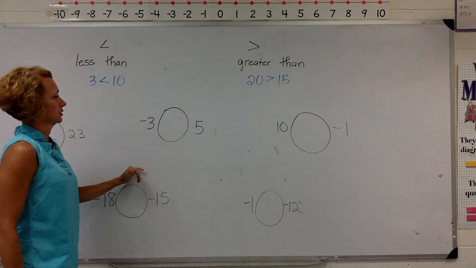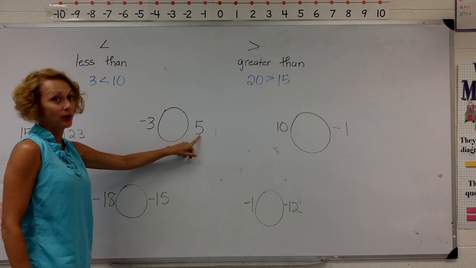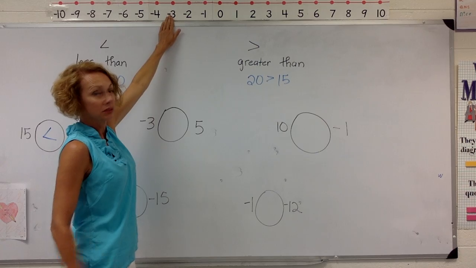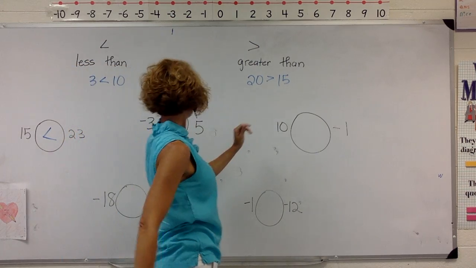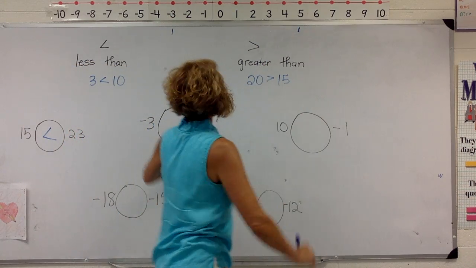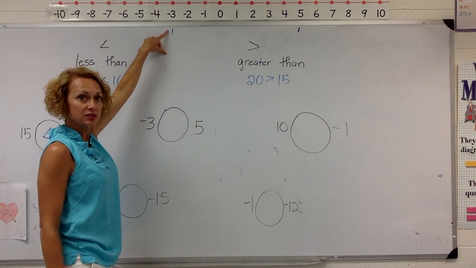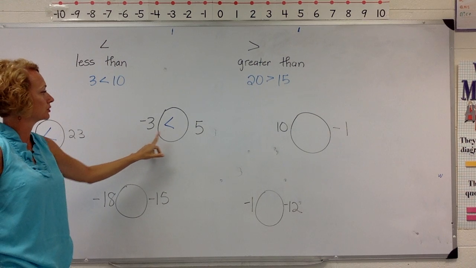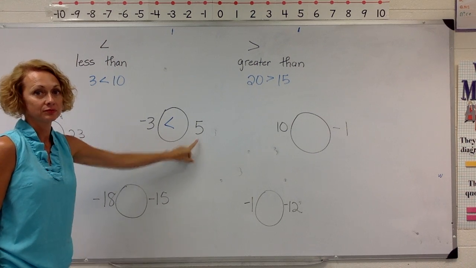If I go to my next one, I have a negative 3 and a 5. Well, I can see those on my number line. Negative 3 is here, right there. Positive 5 is over there. So the number that's to the left is always the smaller value. Point your inequality to it. And I'm going to read that as negative 3 is less than 5.